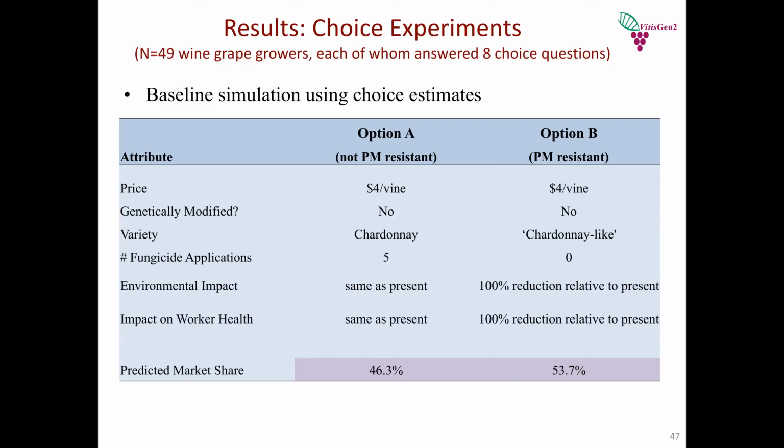Based on answers to our survey, we were able to simulate market share for these hypothetical varieties, and we found that as a baseline, using the same price per vine and conventional breeding, so a Chardonnay-like name, the powdery mildew resistant varieties would be about a 50-50 split, with slightly higher market share.